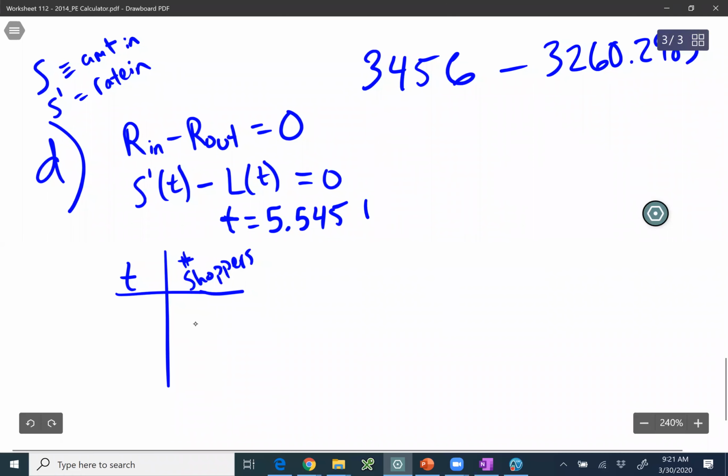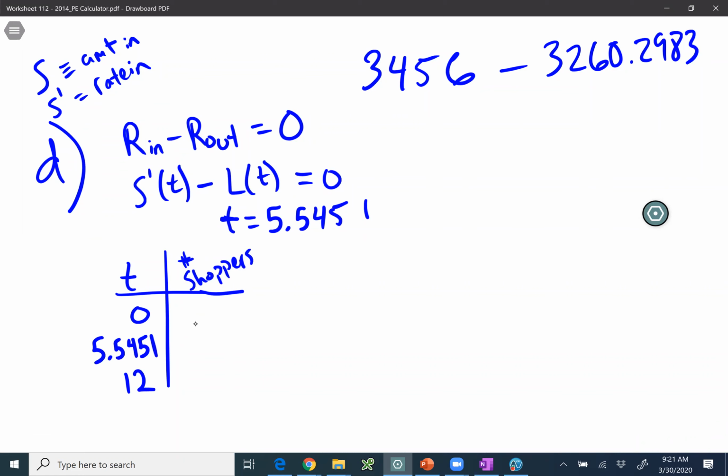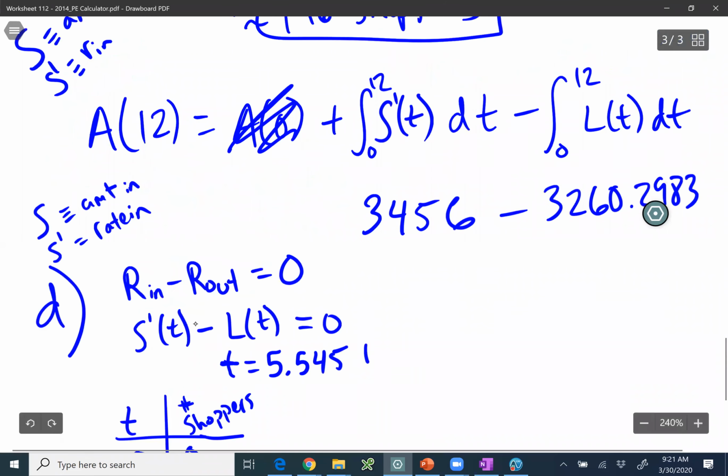1 if we round it. And so in our table, we have 0, 5.541, and 12. They told us in the question that at time 0, we had 0 shoppers. That was given. For time 12, that's actually what we solved up here.